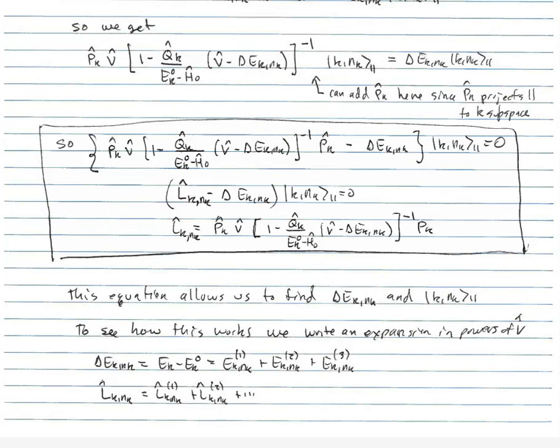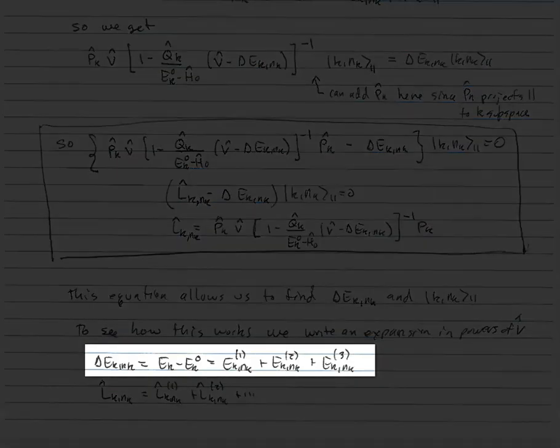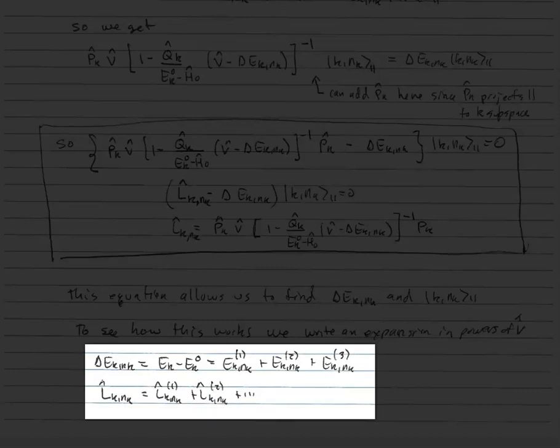So the way that we really quantify this and figure out exactly what the expansion is, just like before, we're going to rewrite our terms as an expansion in powers of v. So we're going to have a delta E k, nk, that's E k, nk minus E k 0. So that's E k, nk of 1 plus E k, nk of 2 plus E k, nk of 3, and so on. Each of those superscripts is telling me the powers of v that are in the expression. And then I can also write that operator L k, nk is L k, nk of 1 plus L k, nk of 2, and so forth.